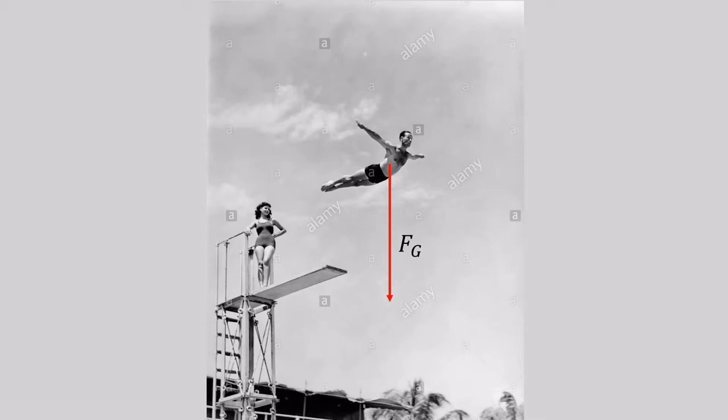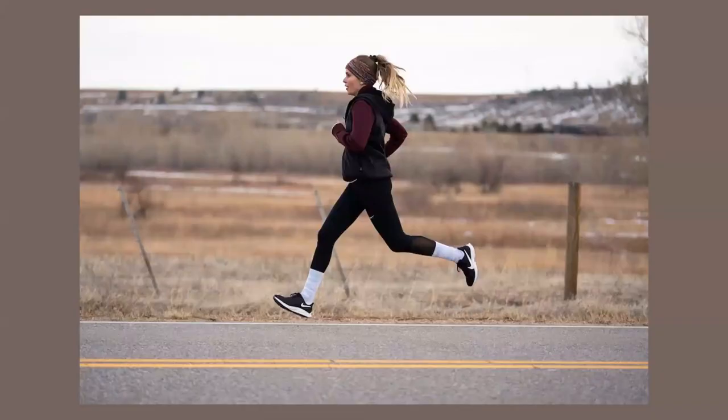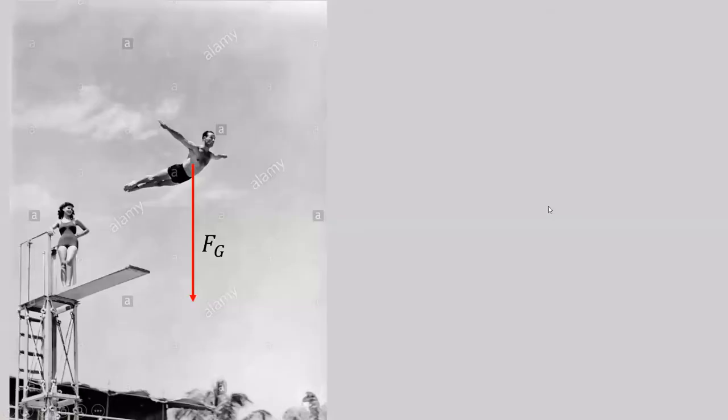Even this, though, is unnecessary. If you're a person who likes to run on a regular basis, you experience free fall all the time. I think the definition of running versus walking is that both feet have to be off the ground repeatedly as you're running. So you plant one foot on the ground, then you bounce off that foot, and for a moment, you're in free fall until the next foot hits the ground. So it looks to me like this woman has both feet off the ground. She's in mid-stride. She's in free fall. FG for gravitational force.